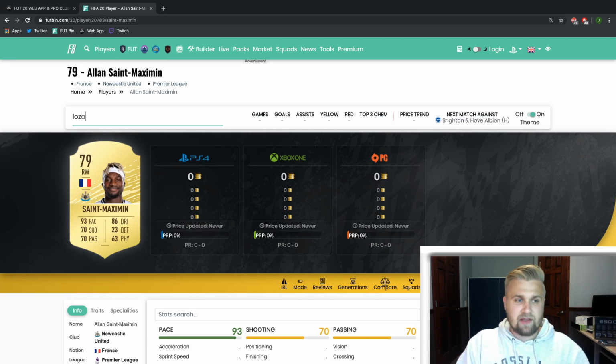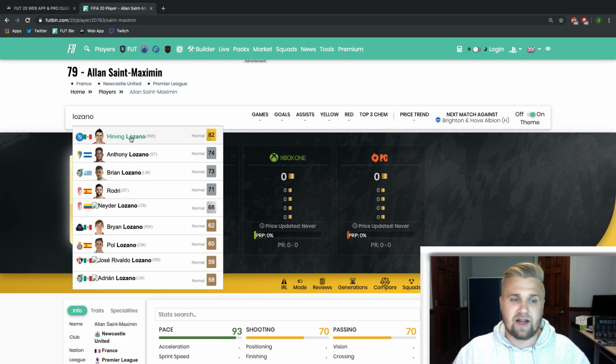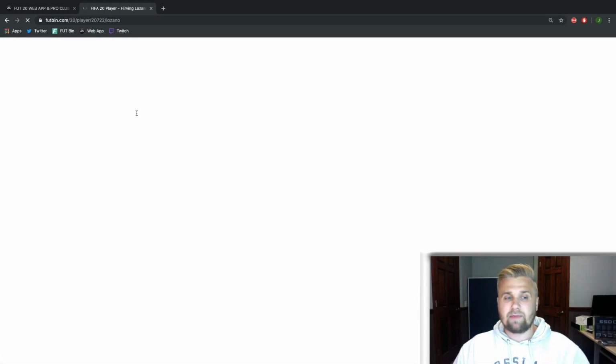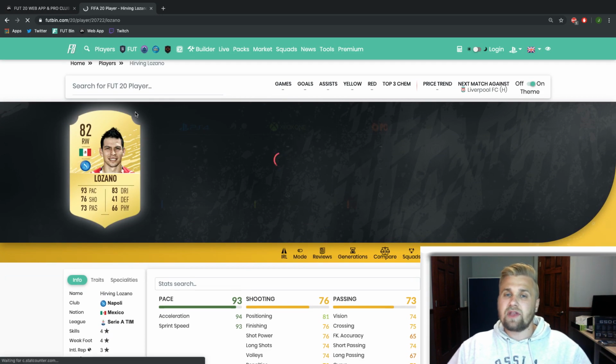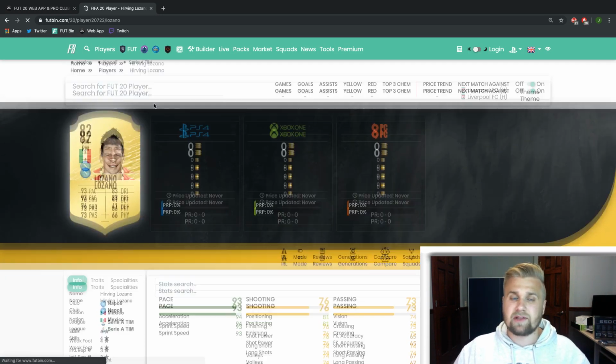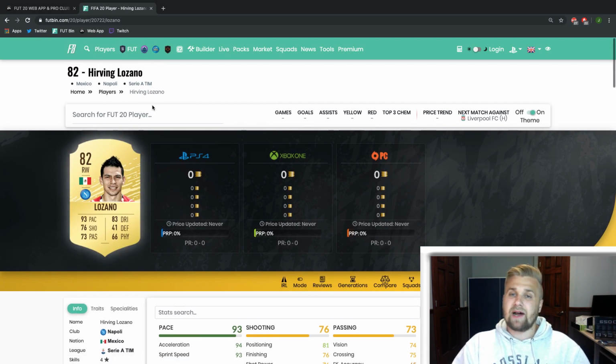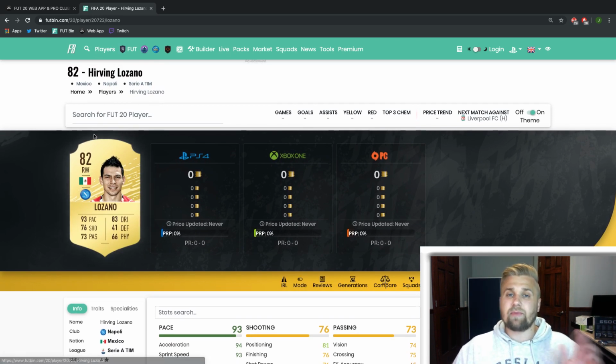Another example that I think would be good for FIFA 20 is actually Lozano here. Because he plays for Napoli and because he is really going to be in demand, I think he's going to be really good to trade with. And again, maybe you can buy him as a right wing here, and you can apply that position change and then list him at a higher price.